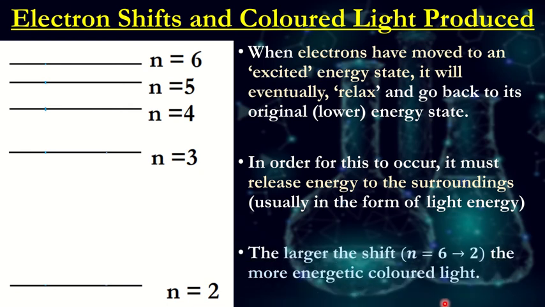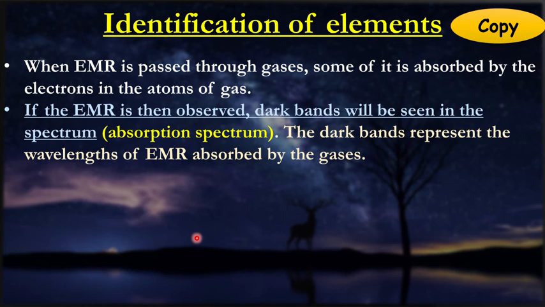Okay, so the larger the shift, let's say from 6 to 2, the more energetic the colored light will be. We know on the electromagnetic spectrum, or the rainbow spectrum, that blue light has the most energy because it has the shortest wavelength. So from 6 to 2, it's most likely blue. And then the lowest energy transition, 3 to 2, associates with red light here because it has the lowest amount of energy. So what kind of value do we get from using this to identify elements?